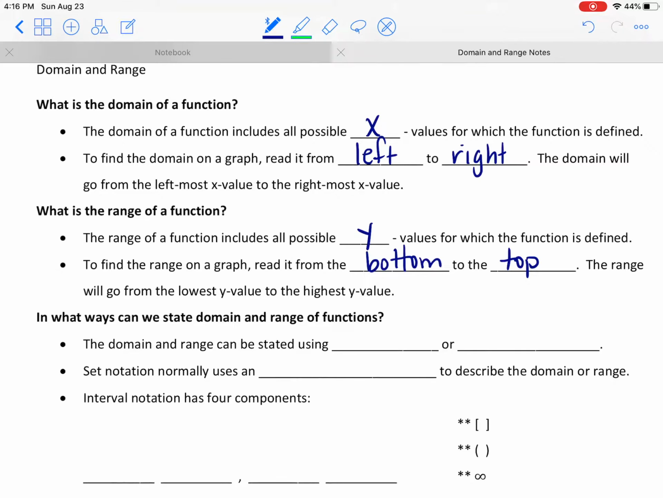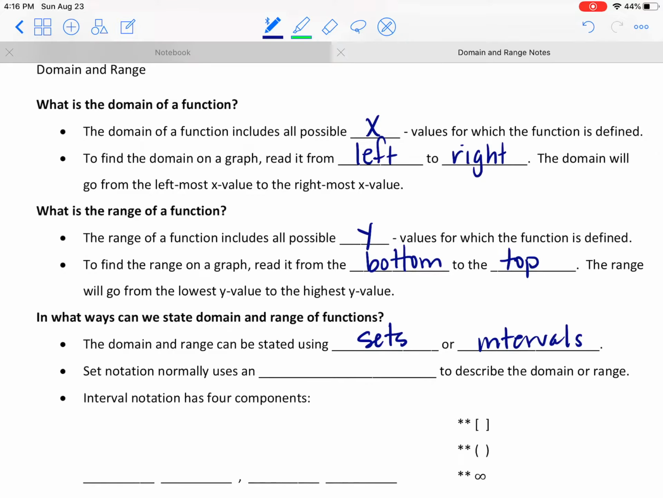Okay. Now once we've established the leftmost and rightmost x values, or the lowest and highest y values for that domain and range, there are a couple different ways that we can state these things. So domain and range can be stated using sets or using intervals.